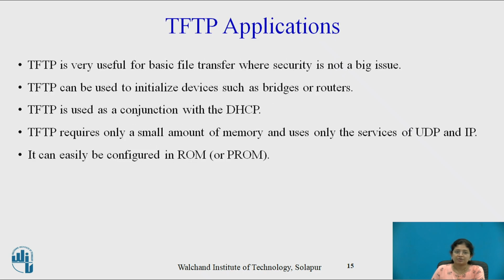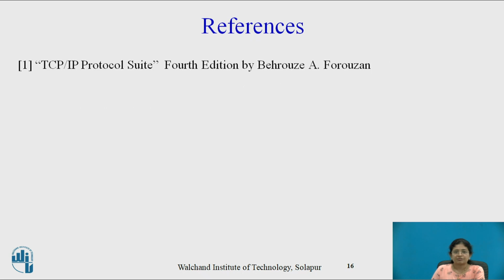Now, look at the TFTP applications. TFTP is very useful for basic file transfer where security is not a big issue. It can be used to initialize devices such as bridges or routers. It is used with DHCP, it requires only a small amount of memory and uses only the services of UDP and IP, and it can easily be configured in read only memory or programmable read only memory. This is the reference.